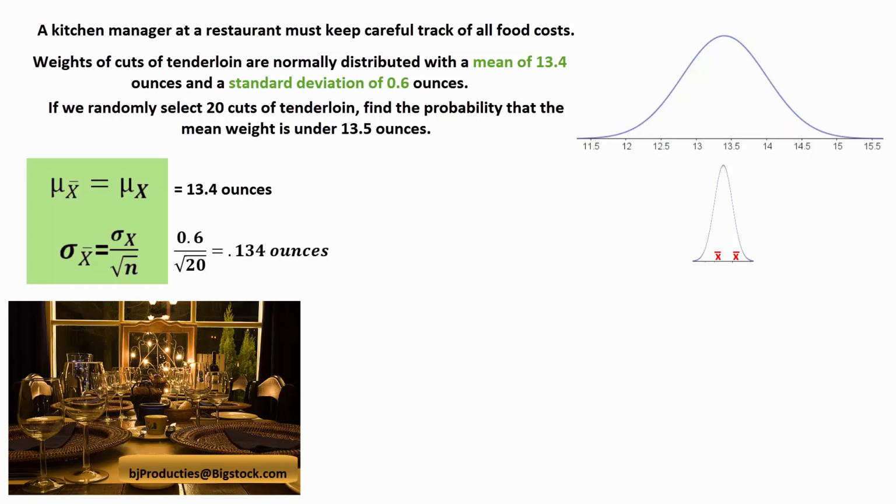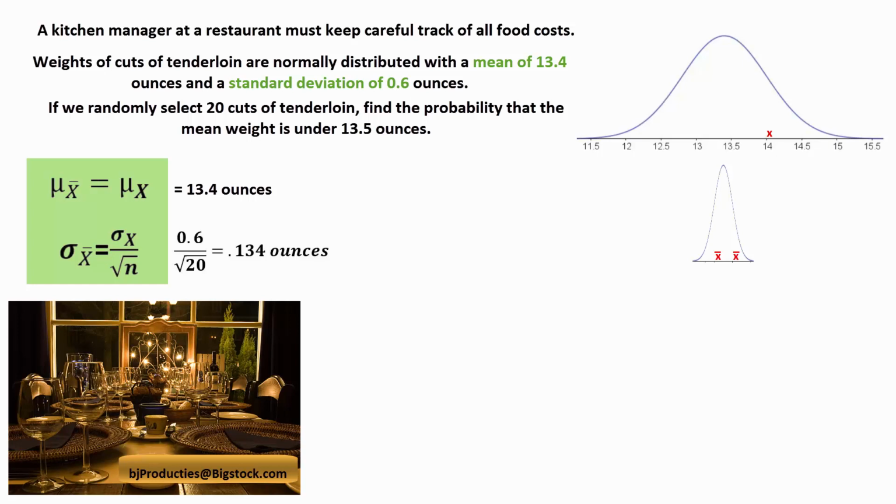Using the empirical rule, would it be unusual to select only one cut of beef and it weigh over 14 ounces? The answer is no, because this weight is at a z-score of 1. It's one standard deviation above the mean. Approximately 16% of cuts are above 14 ounces.